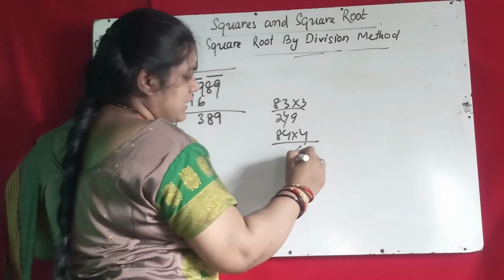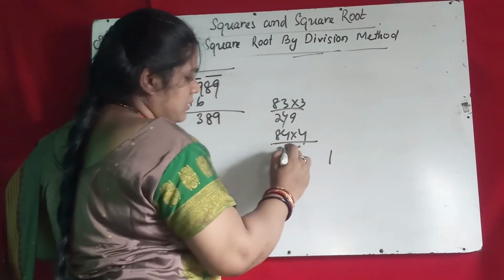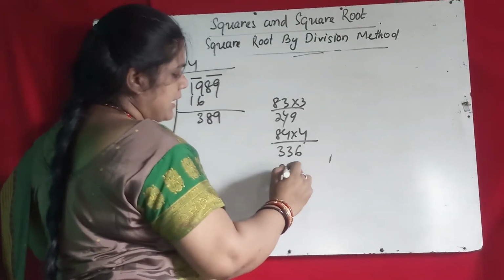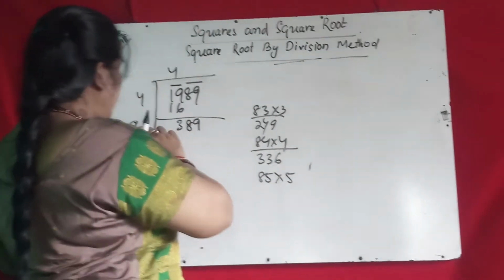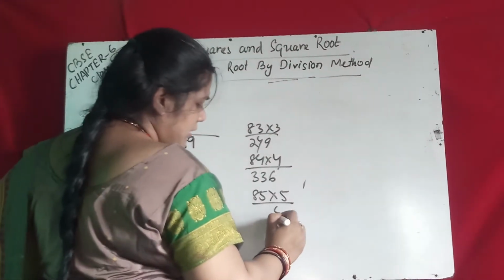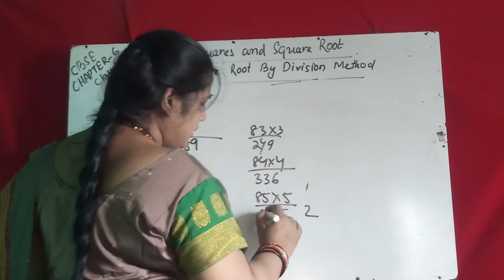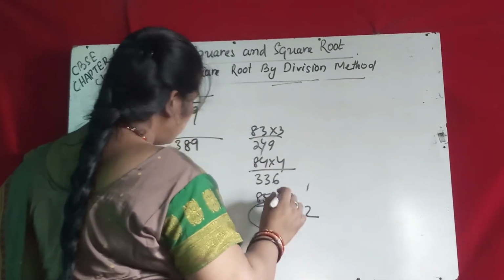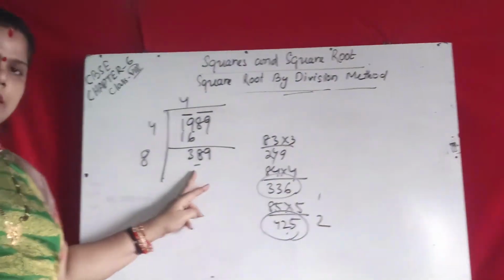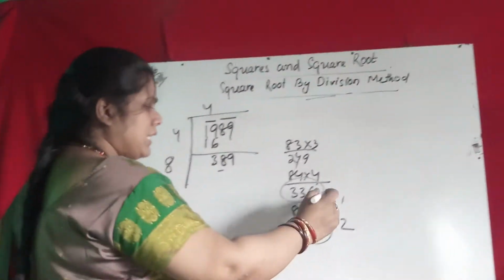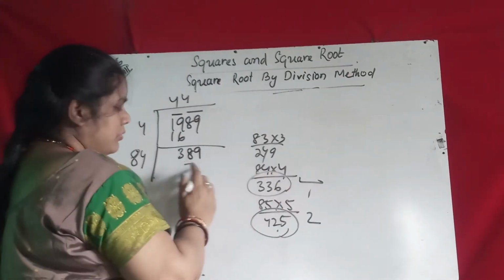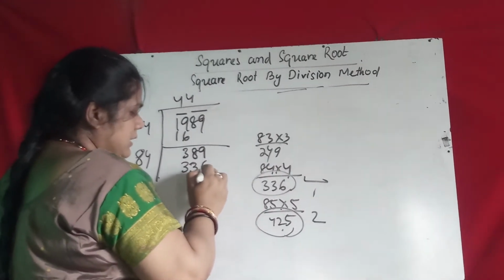4 4s are 16, 1 3 3 6. Suppose 85 into 5. 5 5s are 25, 5 8s are 40, 42. So this is 425, this is 336. Here 349. So we take the less one. So which number must we take? This one. So here 4, here 4. Okay, 84 times 4 is 3 3 6.